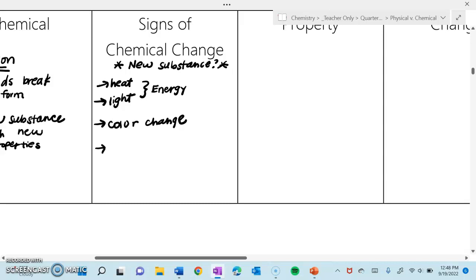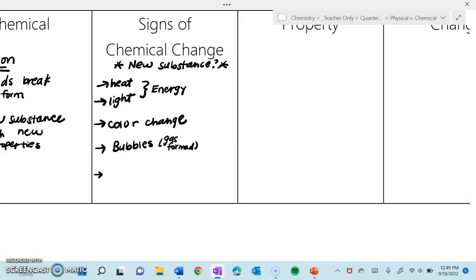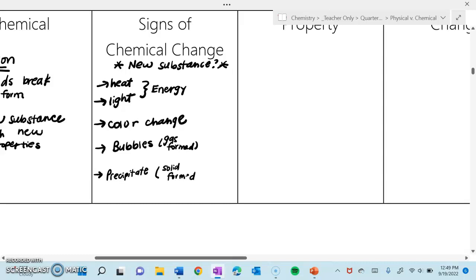matter altogether. So we have the potential to form gas out of liquids, which would be the formation of bubbles. That means a gas formed. Or maybe a solid formed from liquids, but it wasn't freezing. It actually created new matter from the atoms while they rearranged, making new bonds on the particle level. And we call this a precipitate. Precipitate. Sounds like precipitation, but no, it does not have to do with water. It means that a solid has formed. It's not rain.